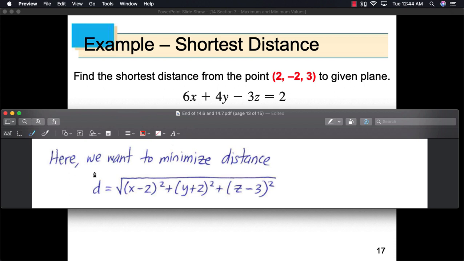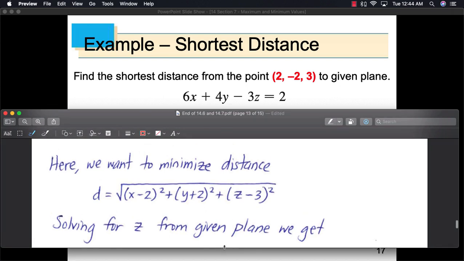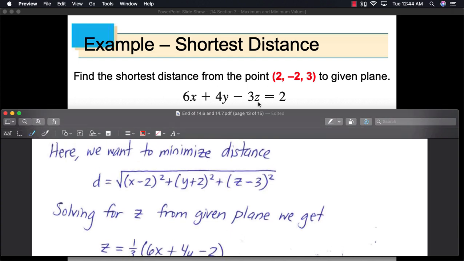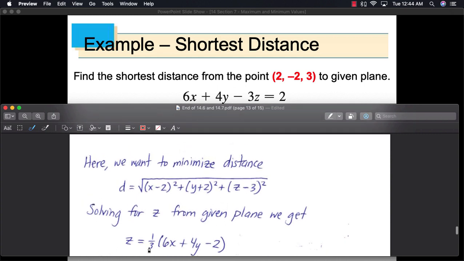Now, there's a couple things I need. Not only do I need the distance formula, and I want to minimize this distance, but I'm actually going to need something else. I'm going to need the relationship that z has with x and y. We don't want to have 3 variables. We want to have just maybe 2 at the most. So if I take that z here and I solve for it, I end up getting z equals 1/3 times the quantity 6x plus 4y minus 2.